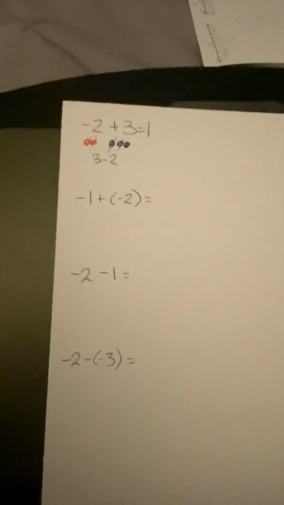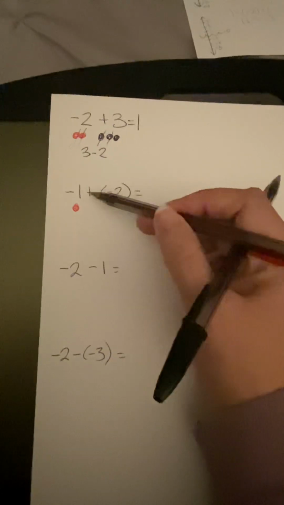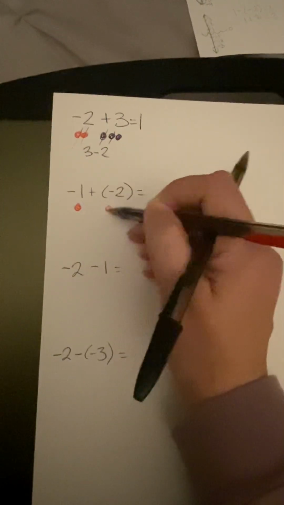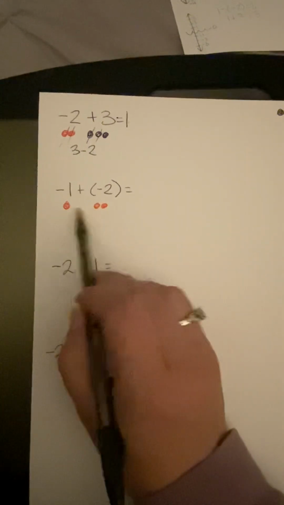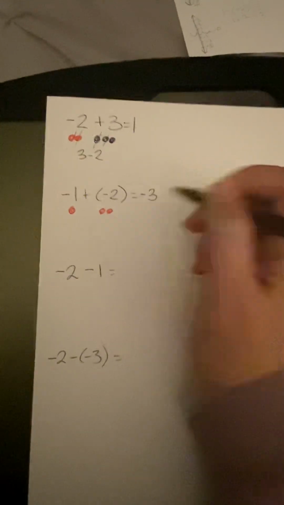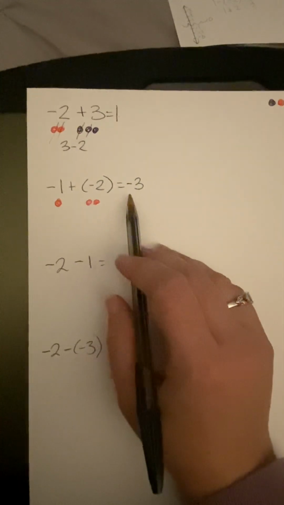Here, if I start with -1, and I want to add -2, I now have 3 total negative integer chips. So negative 1 plus negative 2 would be negative 3.